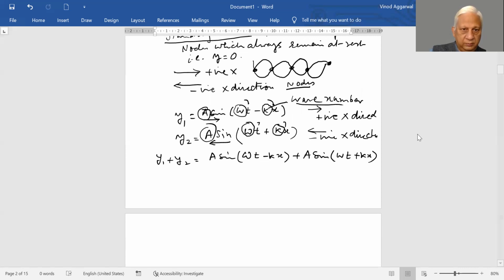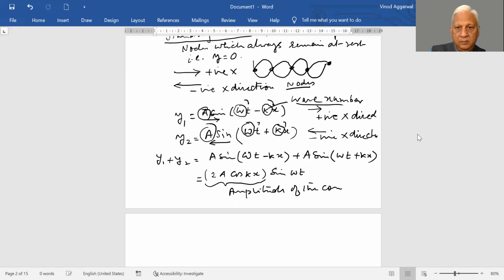Now, if we do some trigonometry, this will become 2a cos kx into sine omega t. This is the amplitude of the combined wave at any point x.